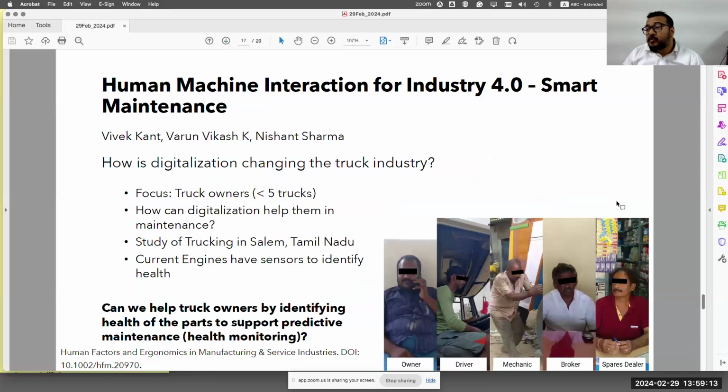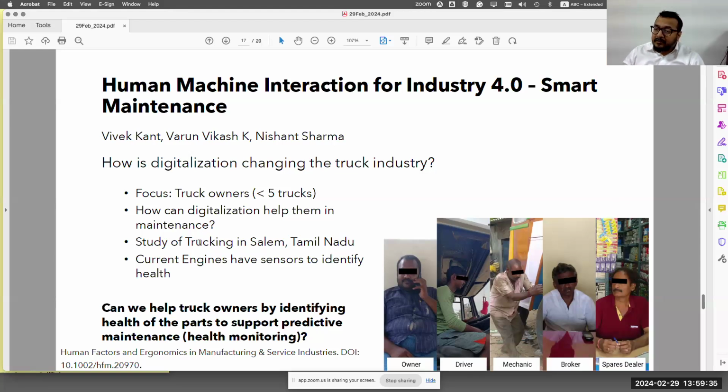We asked the question, how is digitalization changing the trucking industry in India? And in India, the interesting thing is that there are a large number of truck owners who have less than 5 trucks. So this is the industry-wide setup, north as well as southern parts of India.